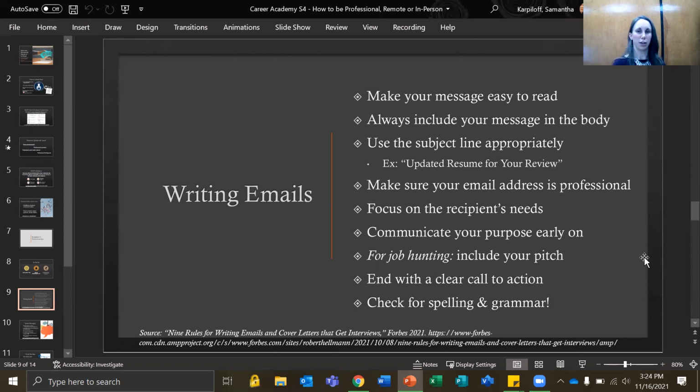Give that short elevator pitch that should be a few sentences long, so they can get a sense of who you are. And again, you're being respectful of their time in that way. And then you want to end your email with a clear call to action.